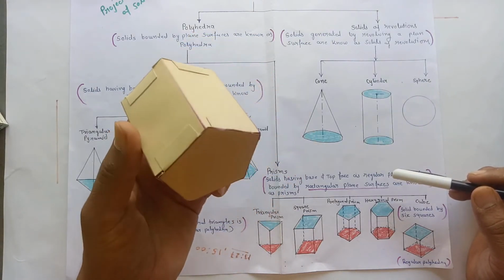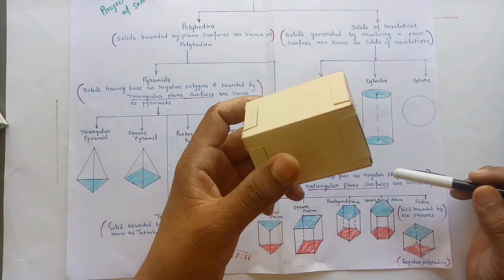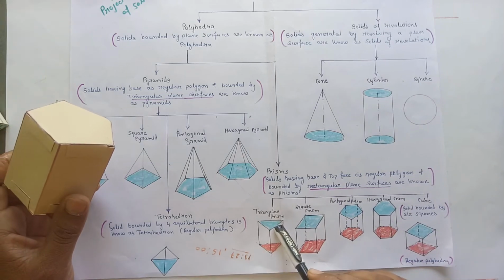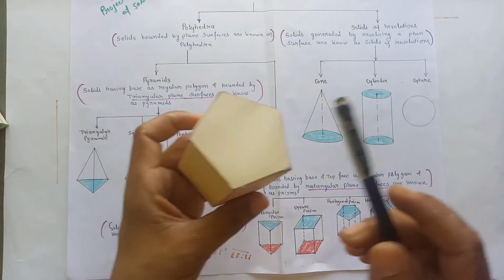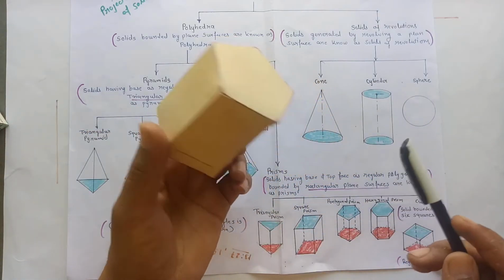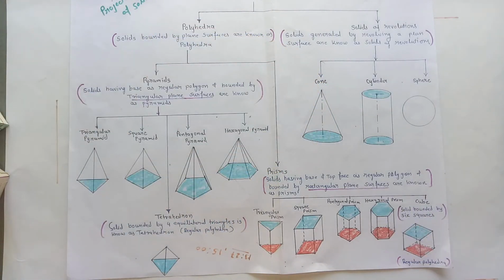So prisms are solids or polyhedra bounded by rectangular plane surfaces. Here are examples of the prism: triangular prism, square prism, pentagonal prism, hexagonal prism. If the base or top face is a regular pentagon, then the prism is known as a pentagonal prism. And if the base and top face is a hexagon, then the prism is known as the hexagonal prism. Likewise, triangular prism, square prism.